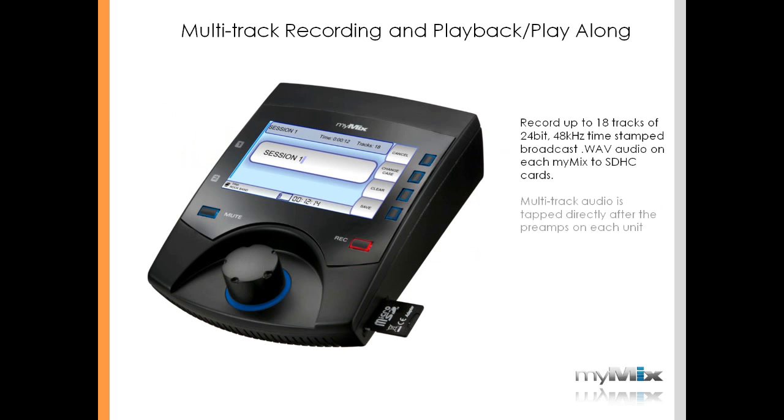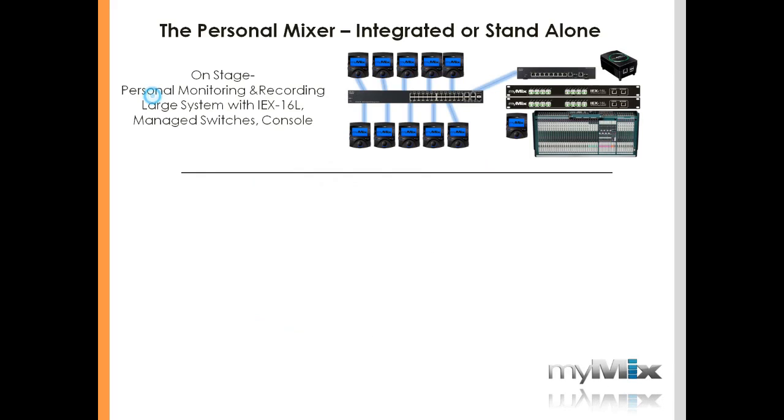Each myMix has an SD card slot for firmware updates and multi-track recording, playback and play-along. You can record up to 18 tracks as 24-bit 48K timestamped WAV file, 16 channels that you select from the network, plus your stereo mix. The combination of multi-track recording, local inputs and the decentralized network architecture allow myMix to be used integrated or standalone.